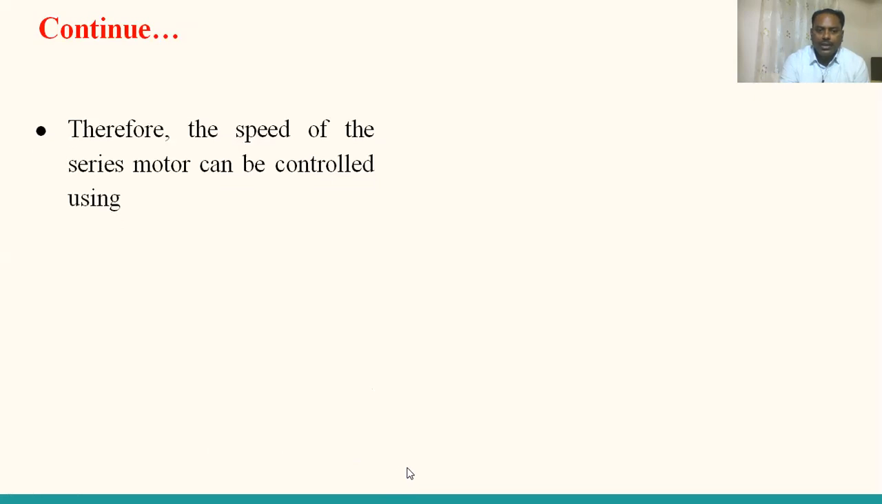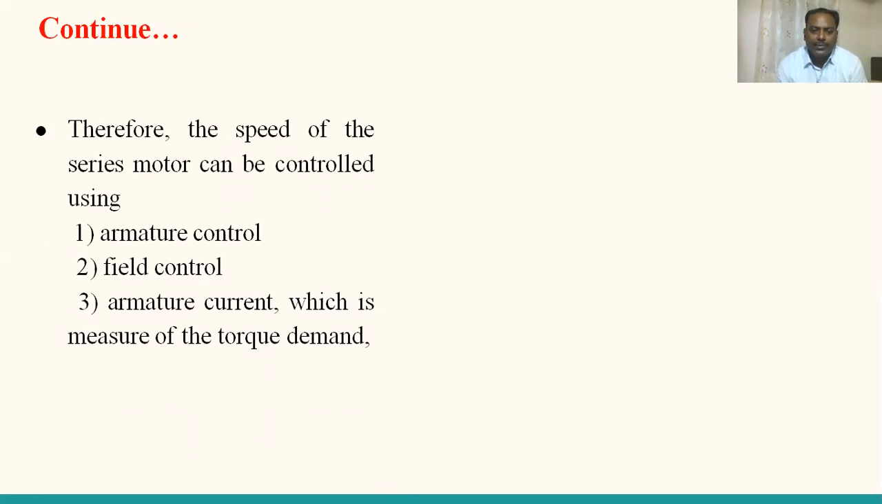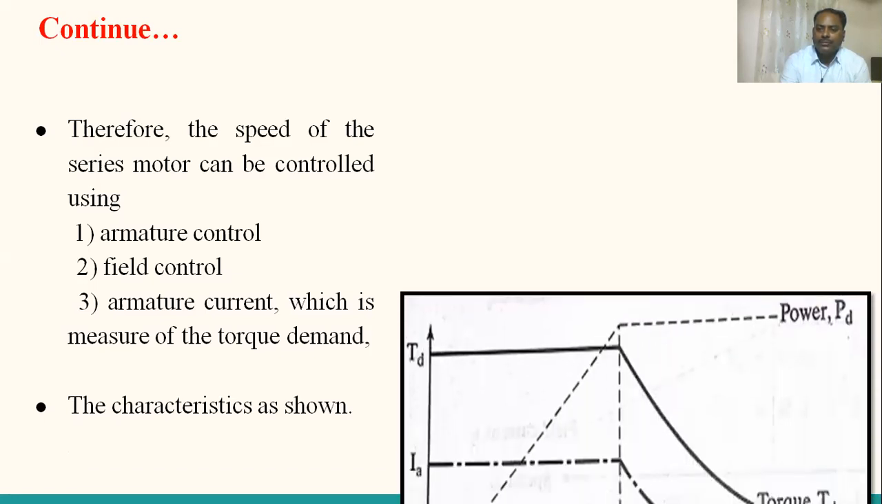So let us conclude those methods. The speed of this series motor can be controlled by the armature control method. We already discussed it in the separately excited motor. The armature control method is exclusively designed for below rated speed, and similarly, the field control method is designed for above rated speeds. This one is also the same as the above one. The armature current is the measure of the torque demand. So to maintain the torque constant, the armature current should be maintained constant. So the characteristics of the series motor are as shown here.